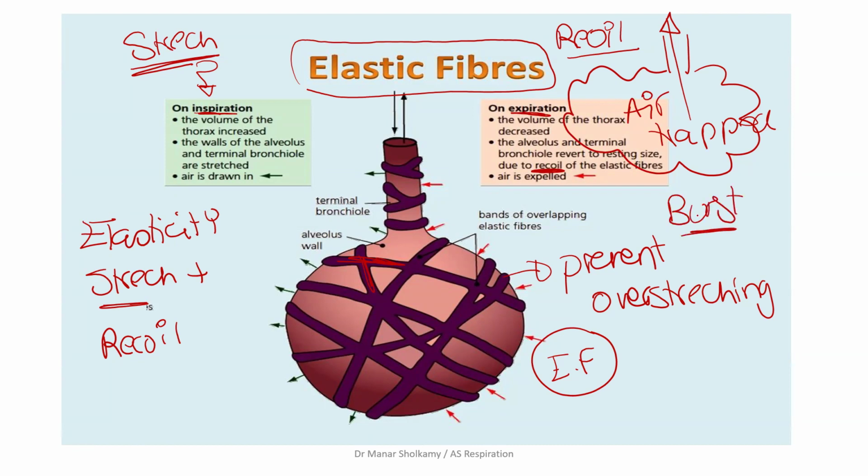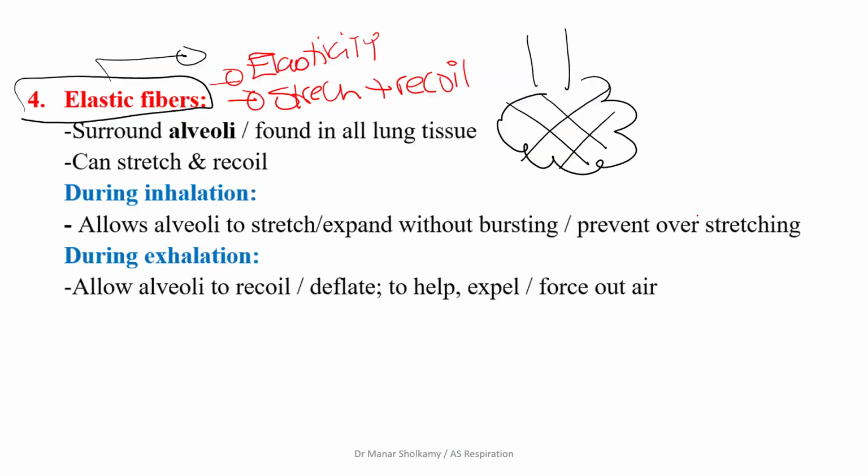And this is what happens in diseases like the chronic obstructive pulmonary diseases that we will talk about in a minute. So let's not jump. We are talking about elastic fibers. Elastic fibers are found all along the respiratory tract, especially around the alveoli, and they are often asked about. They provide elasticity. They allow stretching and recoiling, stretching during inhalation, but they prevent overstretching.